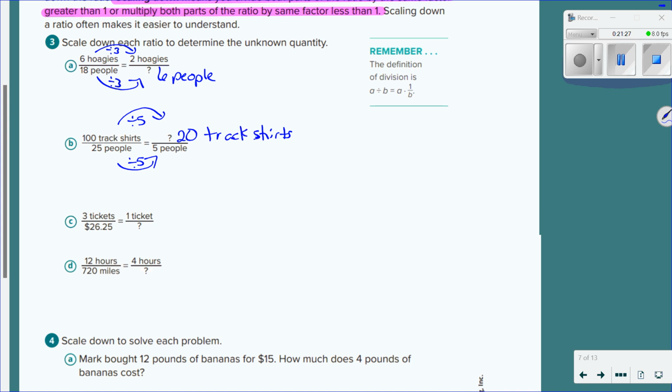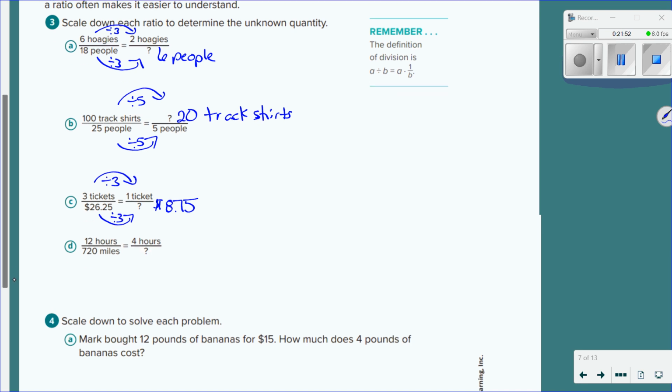Okay, I'm going from 3 tickets to 1 ticket. What do I do? Divide by 3. So $26.25 divided by 3? $8.75. That should be on your paper, guys. Don't skip the ones that look hard. Try them. You should know how to divide money.